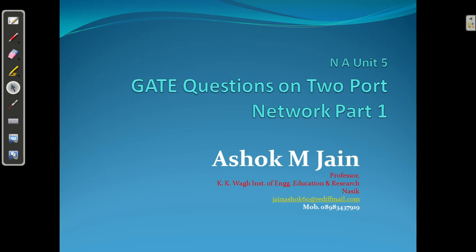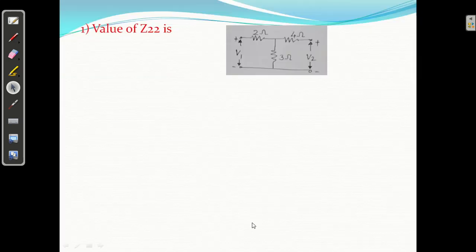I am going to talk about the MCQ questions on two-port network. These MCQs will be helpful for GATE examination as well as for facing some competitive examinations. This is the first question: what is the value of Z22? Options may be given, but I'm interested to discuss directly.